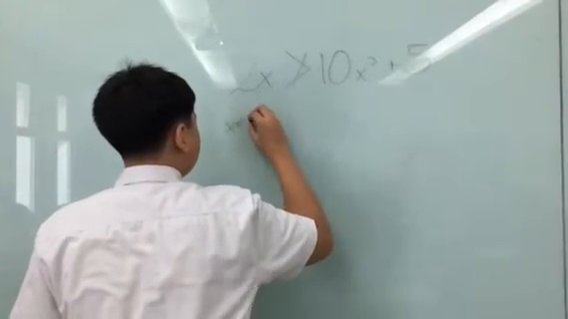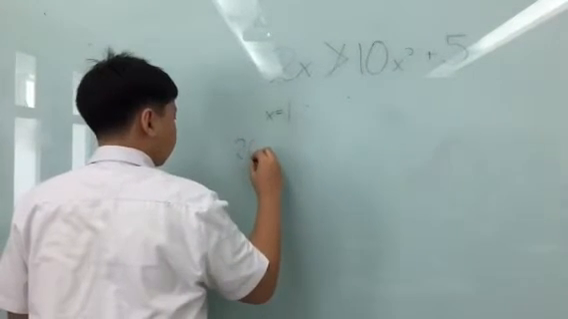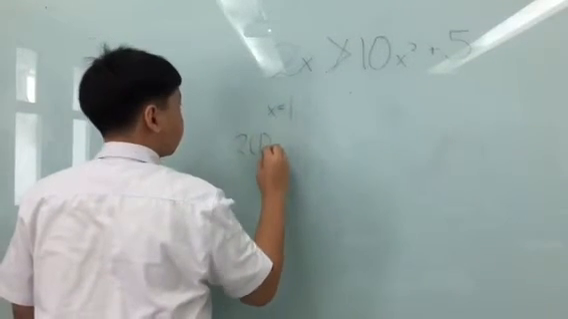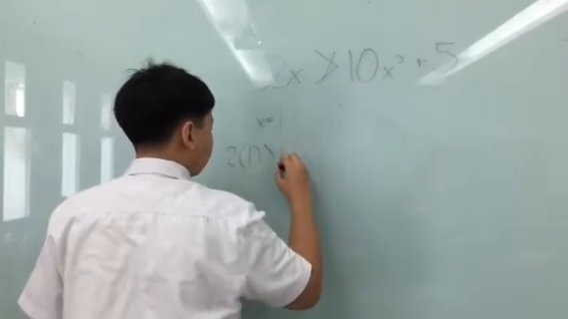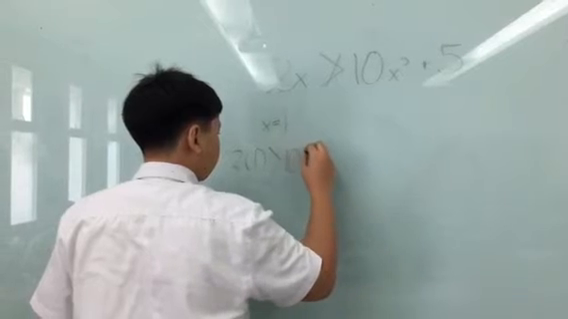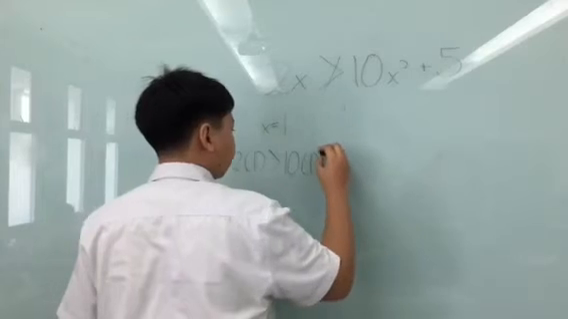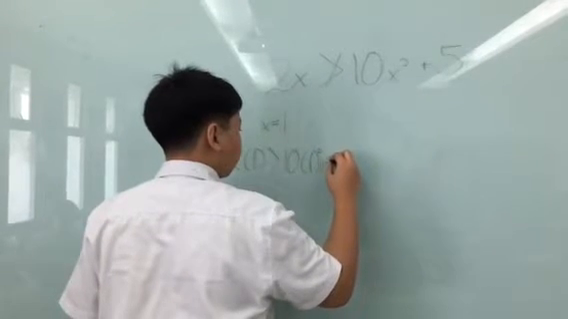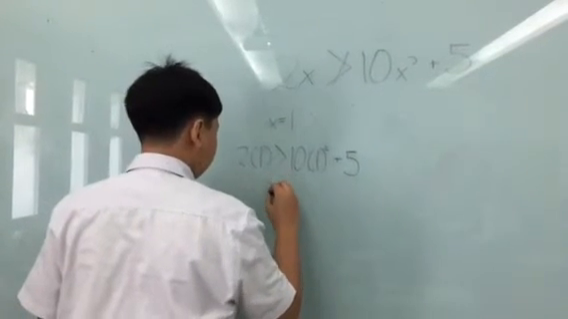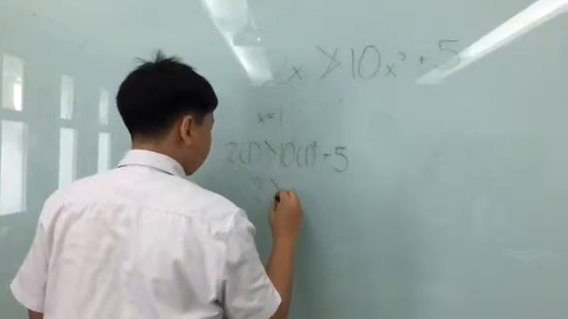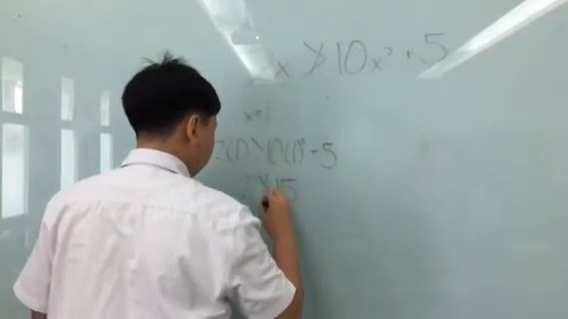For example, let us say x is equal to 1. So, we substitute x from 2x is greater than 10x squared plus 5 with 1. And if we do that, we will form 2 times 1 is greater than 10 times 1 squared plus 5. Now, if we simplify this equation, we will form 2 is greater than 15, which is not true.